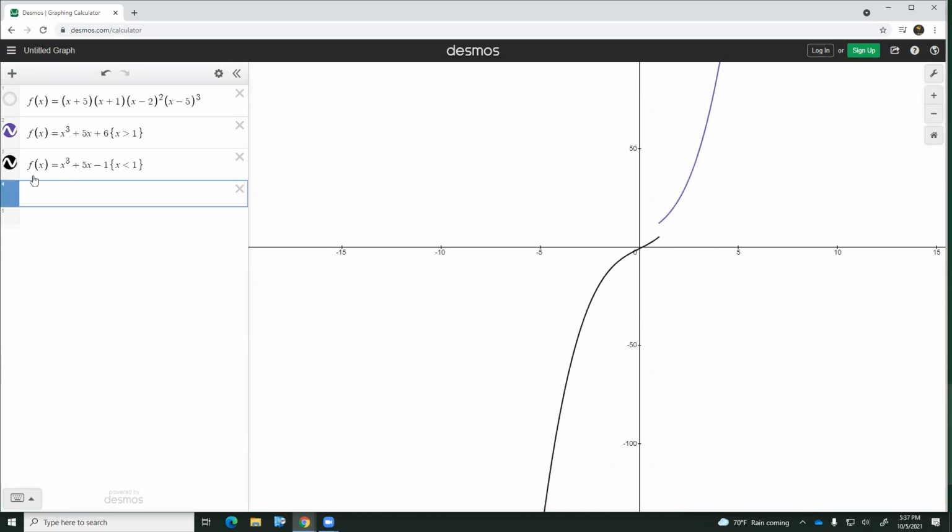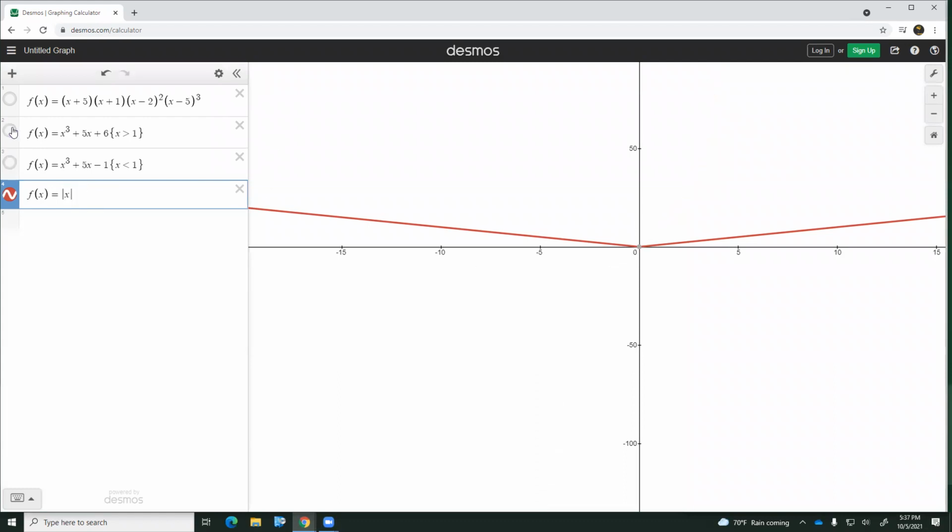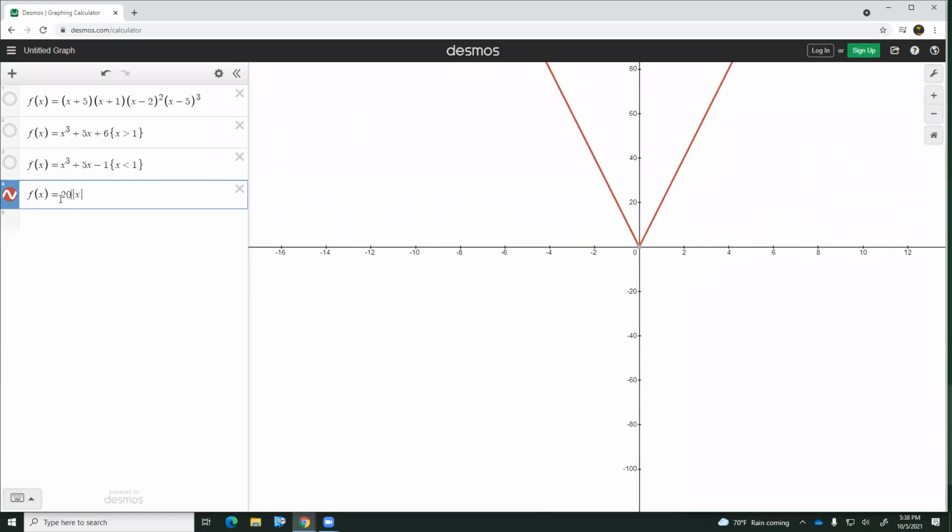Now, let's take a look at this function. What if you had f of x is equal to the absolute value of x? Is this function continuous? Well, yeah, it's continuous. But is this function smooth? No, because we've got this point. Does that make sense? So we see that polynomial functions are smooth and they are clean.